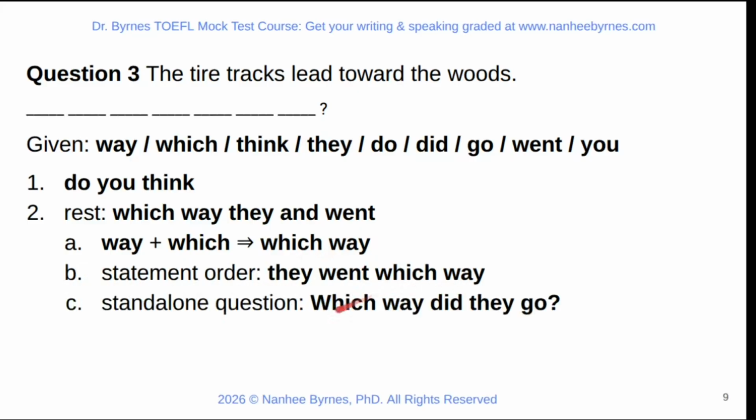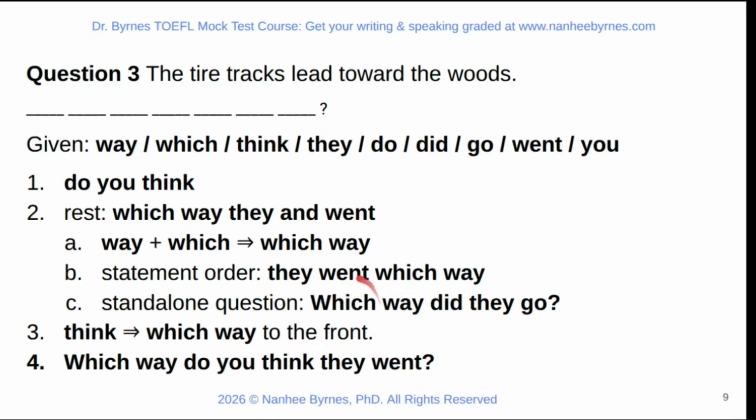As a standalone question, it would be, which way did they go? But because we are using a verb of opinion, the phrase which way jumps to the front. We then use normal word order for the subject and the past tense verb, they went. The final answer is, which way do you think they went?